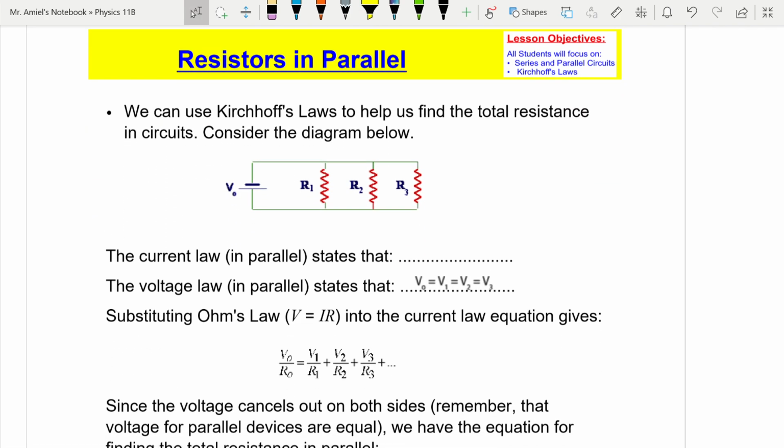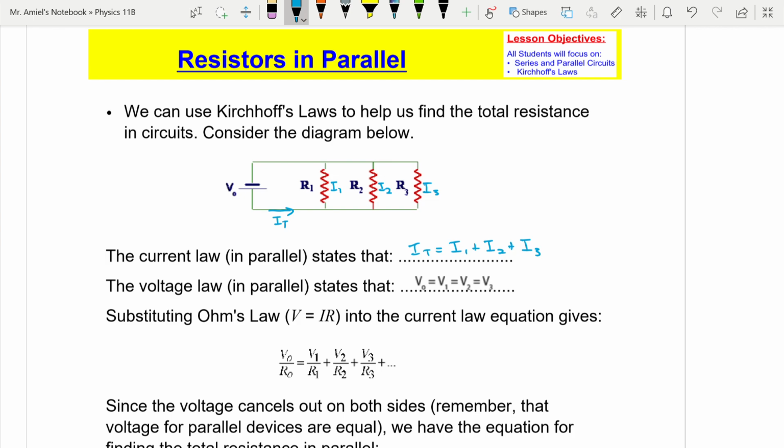Okay, let's go to resistors in parallel. If we want to figure out our total resistance for resistors in parallel, we are going to go back and, well, we're missing it here, so I'll just draw it in. We're going to talk about our current law in parallel. Our current law when we're in parallel is that our I total is equal to our current 1 plus our current 2, and in this case we're going to have 3 currents. Here's our current coming in.